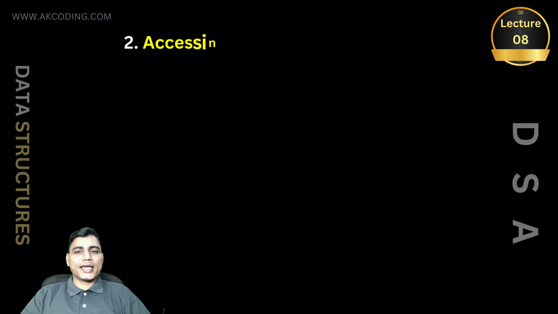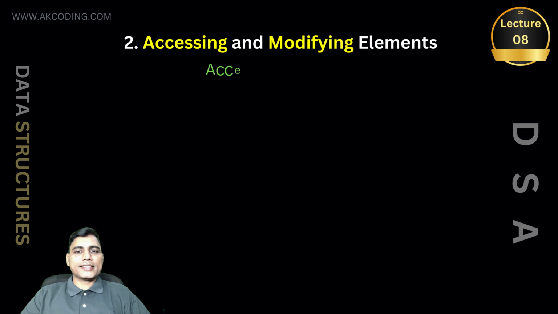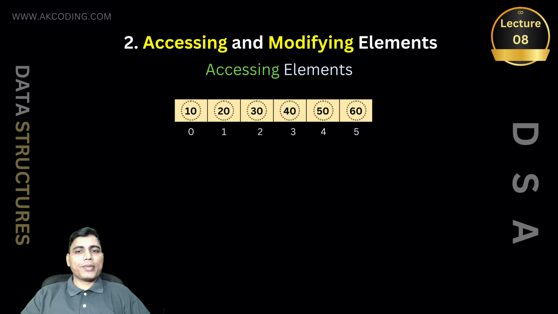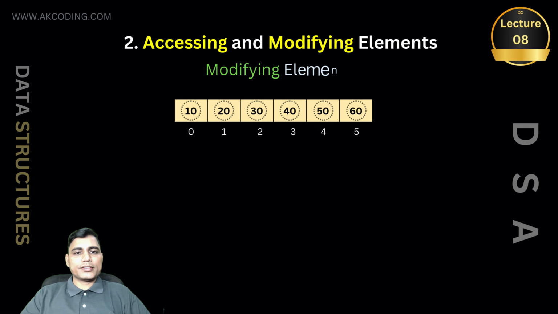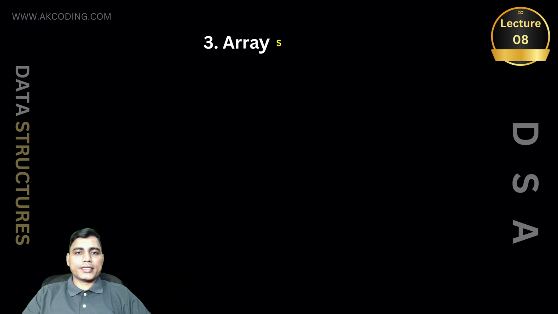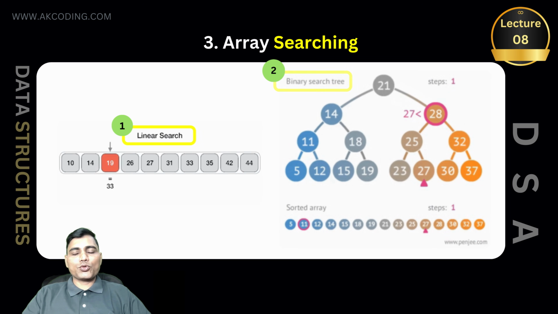Number 2, accessing and modifying elements. Accessing elements: accessing an element by index, like array within square brackets index value. Modifying elements: changing element values, like array within square brackets index value equals new value. Number 3, array searching. There are two main array searching techniques. Number 1, linear search, and number 2, binary search. The binary search is applicable to sorted arrays only.